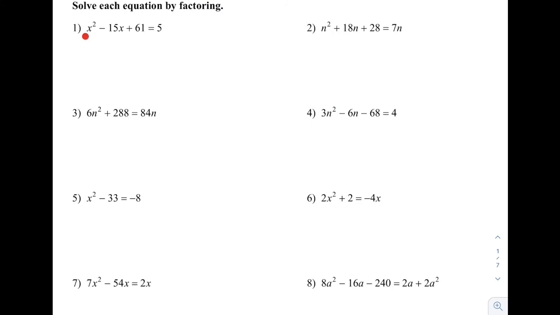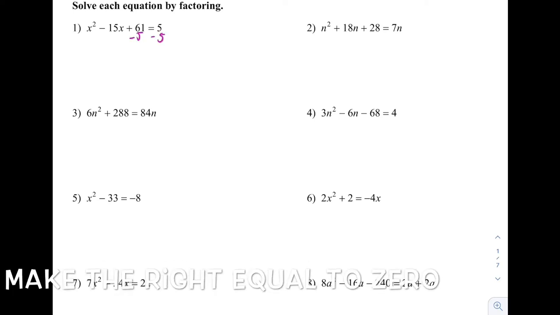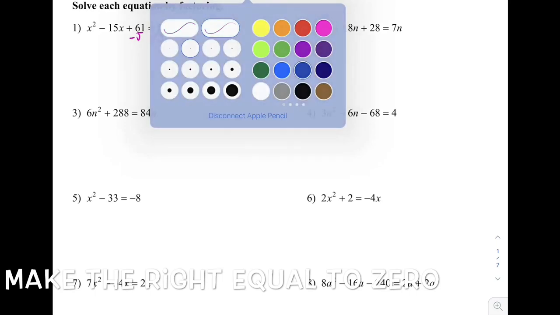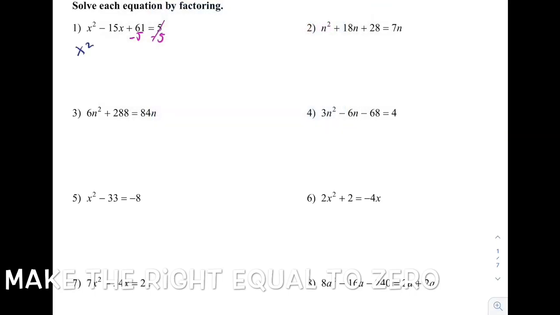So first one, so you have equation equal to 5, right? We want the right side to be 0. So we're just going to subtract whatever's on the right. So subtract 5 from both sides to cancel that out, and rewrite what we know. So we get x squared minus 15x and 61 minus 5, positive 56 equals 0. And then we can solve by factoring. And that was pretty straightforward, right?